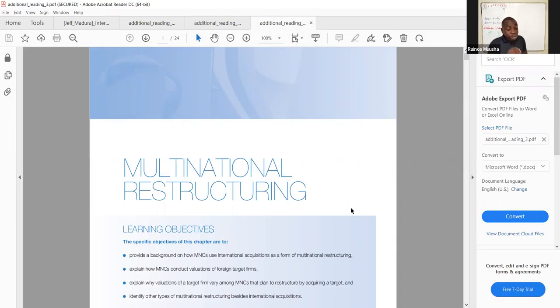Because remember, for you to be able to maximize shareholders' wealth in the short run, you need to be able to maximize the returns and minimize the costs. So for you to be able to maximize the returns and minimize the costs, how do you ensure that you are going to be able to restructure your finances?